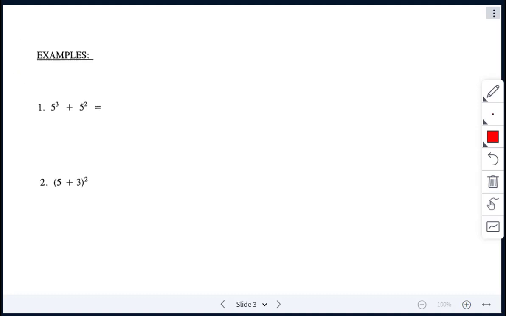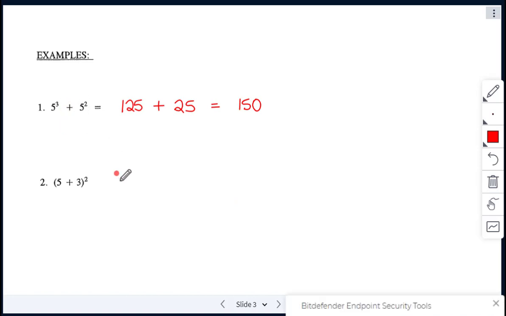So with a question like this, we can calculate what 5 cubed is. 5 to the power of 3 gives me 125. 5 squared, which is 5 times 5, gives me 25. And my answer then would be 125 plus 25, which is 150. Again, keep in mind, we cannot use the product law here because we are not multiplying the bases.